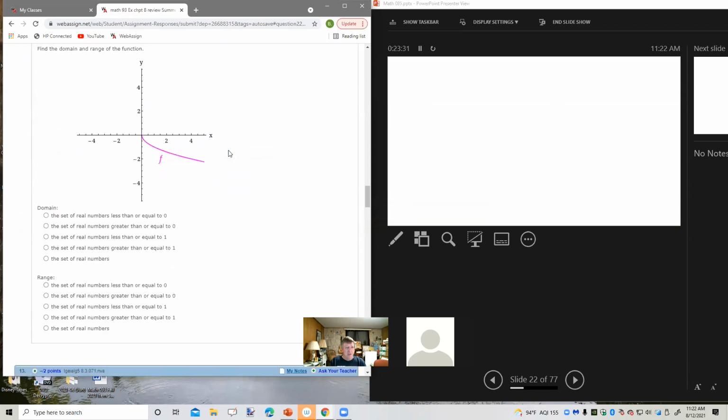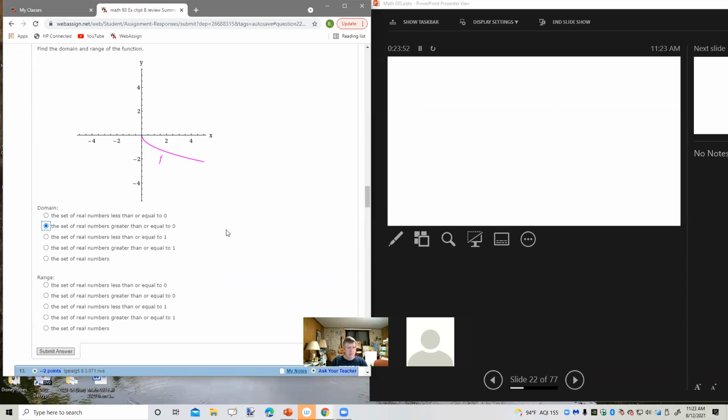Okay. Find the domain and range of the function. Well, the domain is the x values. It starts at 0 and goes on to positive infinity. It looks like it includes 0. The set of all real numbers greater than or equal to 0.